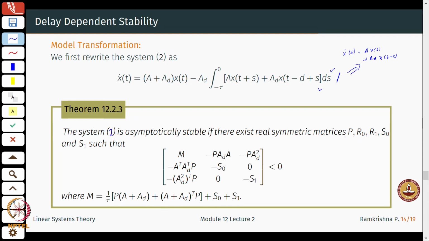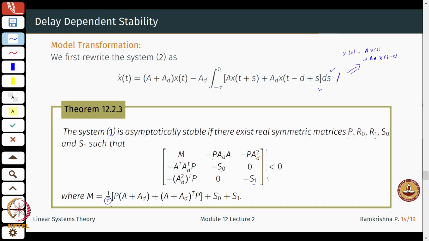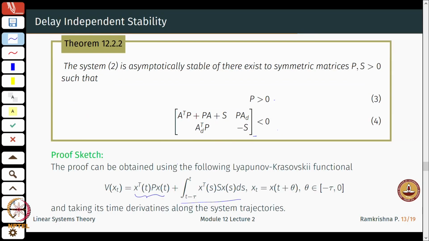If there exist matrices of this form such that I have an equivalent LMI which looks like this. The unknowns here are P, S0 and S1, where M has this term tau now. You see there is some dependency of the LMI on the delay term tau. You can just solve for this V dot. I will not go into too much of the details. So the delay term explicitly appears in the LMI in the form of this M, whereas in the previous case there was no delay term, so all these terms were independent of delay.